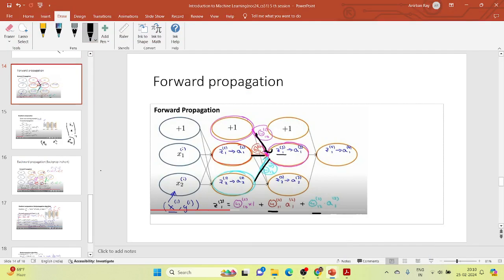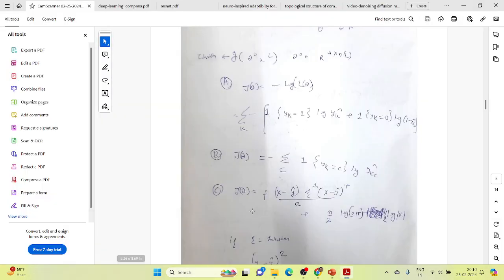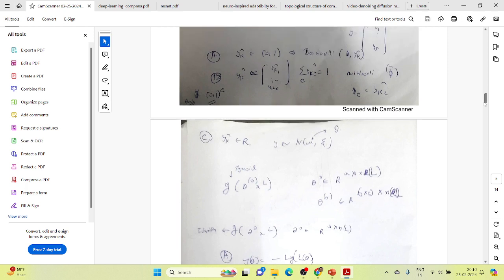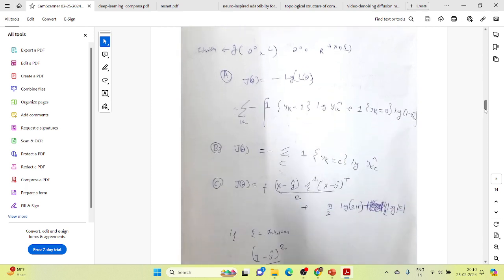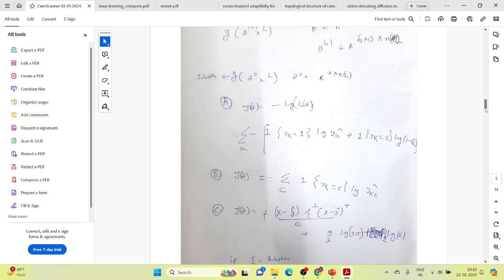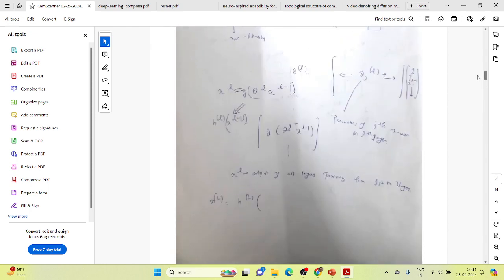I cannot explain it once again. Backpropagation is hard, you may not understand. Let's see what I can do. Maybe I can skip this one or maybe not. Let's see how much I can do.